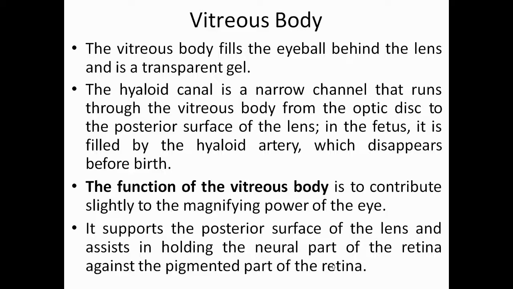The vitreous body fills the eyeball behind the lens and is a transparent gel-like structure. The hyaloid canal is a narrow channel that runs through the vitreous body from the optic disc to the posterior surface of the lens. In the fetus it is filled by the hyaloid artery, which disappears before birth. The function of the vitreous body is to contribute slightly to the magnifying power of the eye, and it supports the posterior surface of the lens and assists in holding the neural part of the retina against the pigmented part of the retina.